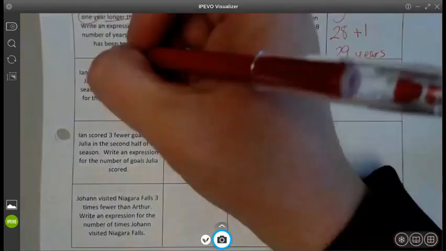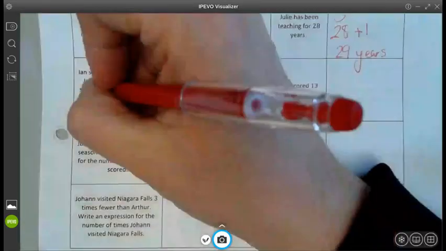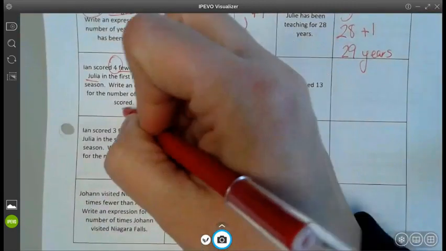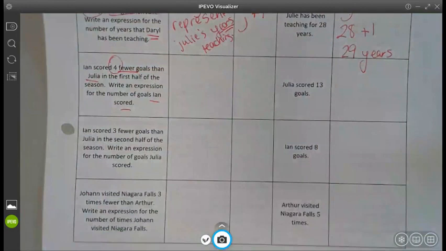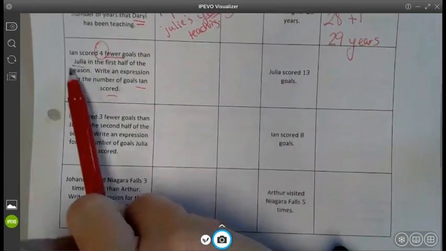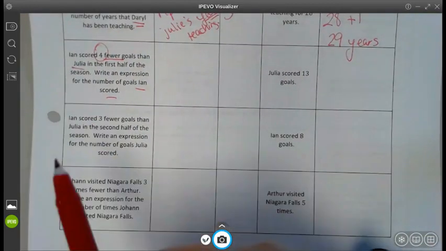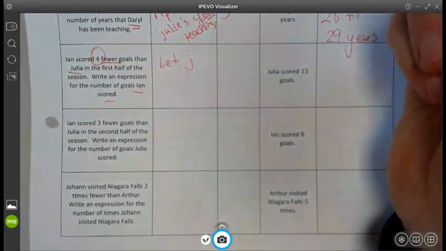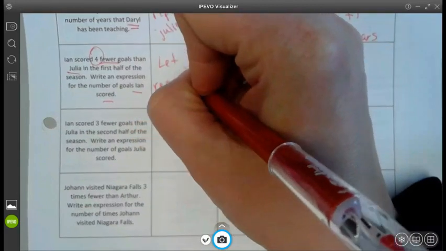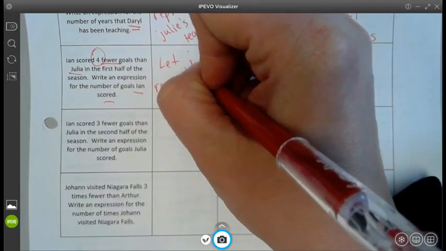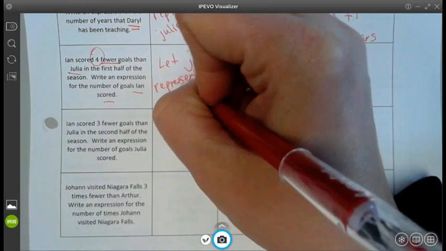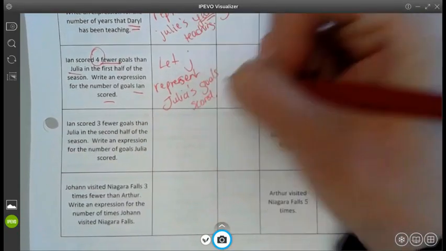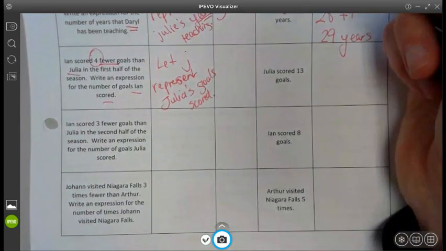All right, Ian scored 4 fewer goals than Julia in the first half of the season. Write an expression for the number of goals that Ian scored. So if I need to solve for Ian, then Julia is my unknown variable. So let's let J represent Julia's goals scored, right? So we're measuring in goals scored, the number.